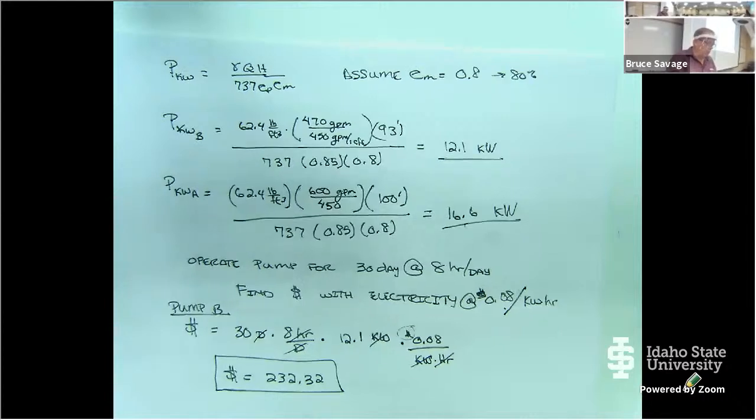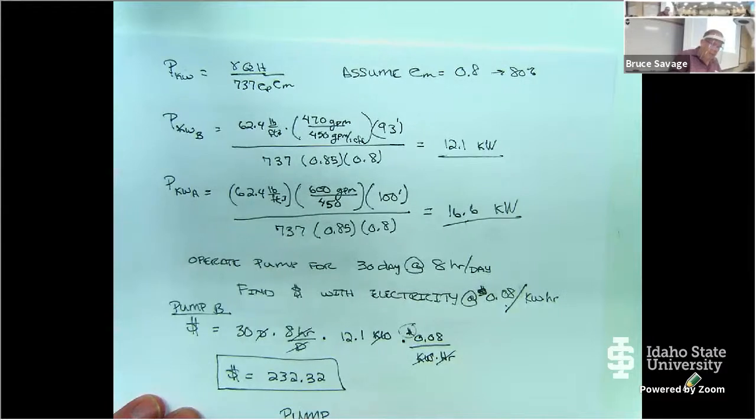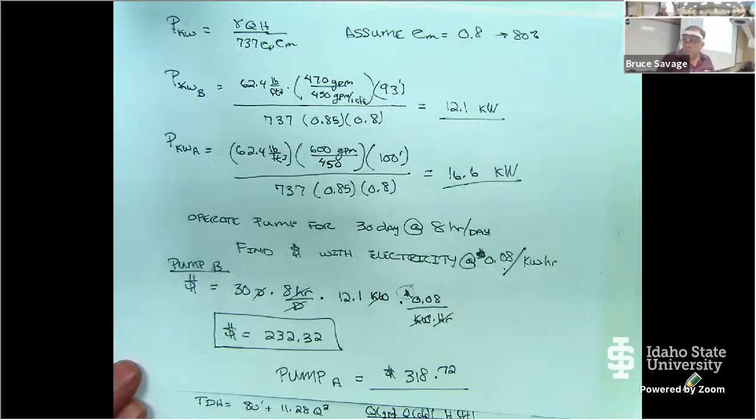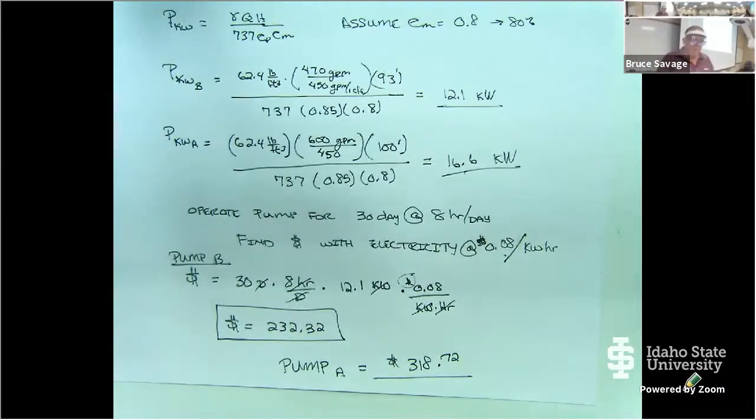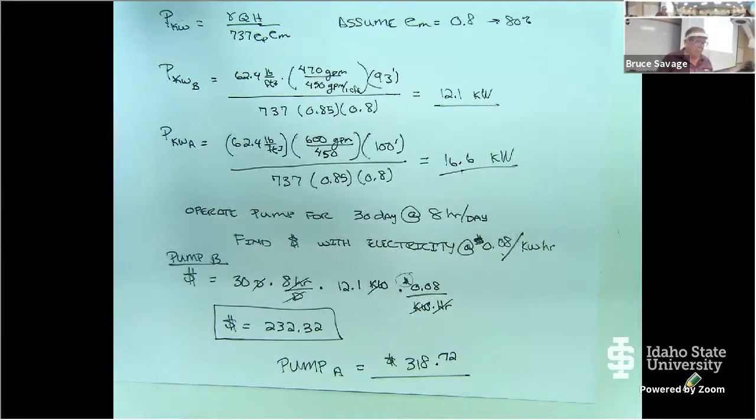And obviously I did something wrong there. Let's do this again. $318. So pump A would be $318.72, and I really shouldn't be putting the cents on there because I used a graph to pull this off of, and for me to assume that I can actually grab the values down to the pennies is pretty presumptuous. So, you know, 320, 232.